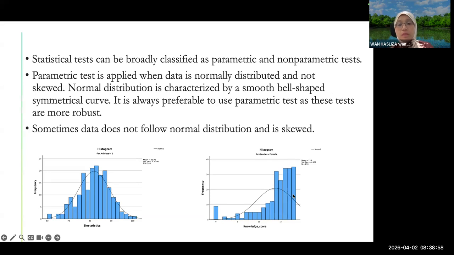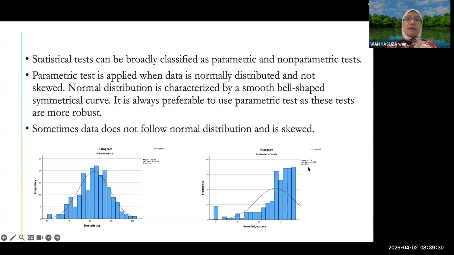How do I know whether it is skewed to the left or to the right? You have to look at the tail of the histogram overlaid with the normal curve. If the tail is longer to the left, we call that left skewed. In this example, the tail is longer on the left side, so this is left skewed, or we can call it negatively skewed. This gives you different information.